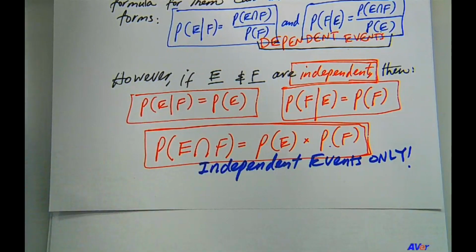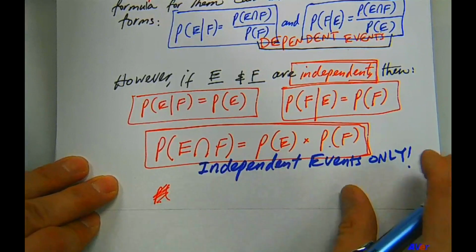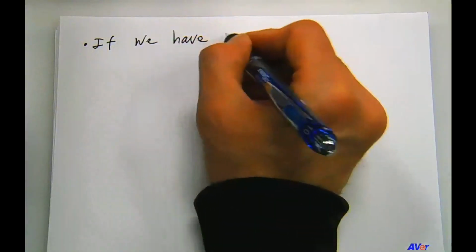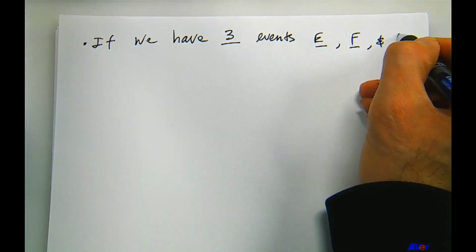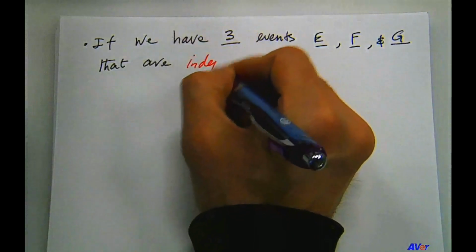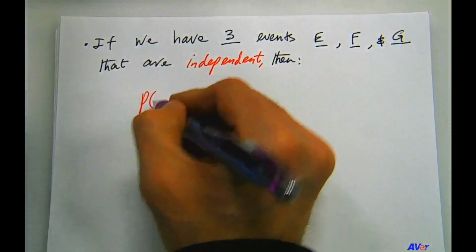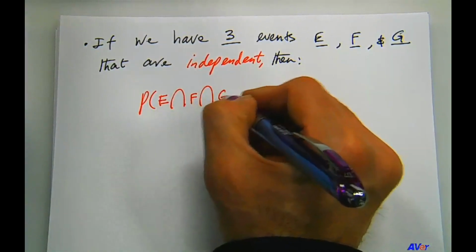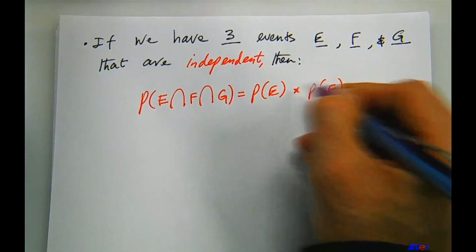Independent events only. By the same token, if we have three events, E, F, and G, that are independent, then we can say that probability of E intersection F intersection G is equal to probability of E times probability of F times probability of G.